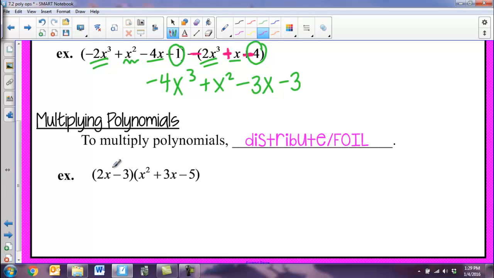So when I do that, remember, I'm going to take my first term and multiply it by every single piece in the second thing. Okay, so this right here, I would take 2x times x squared, which gets me 2x cubed. Remember, you have x to the 1, you add the exponents together. 2x times 3x is 6x squared. Okay, and then 2x times negative 5x is negative 10x.